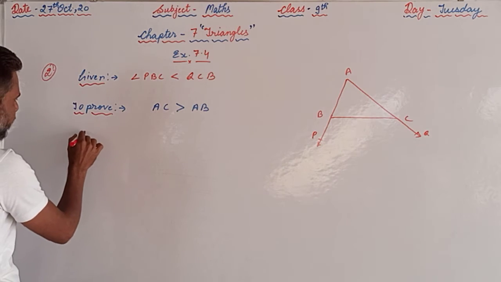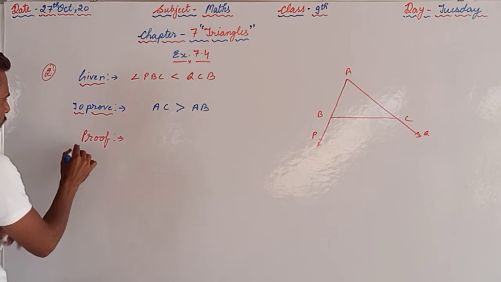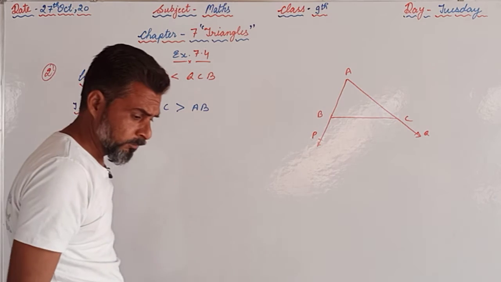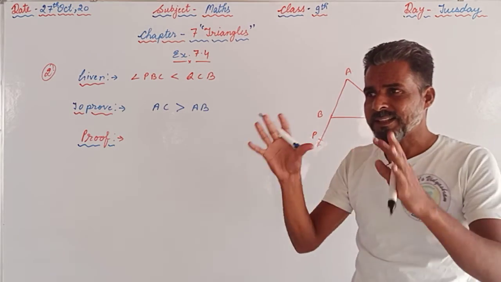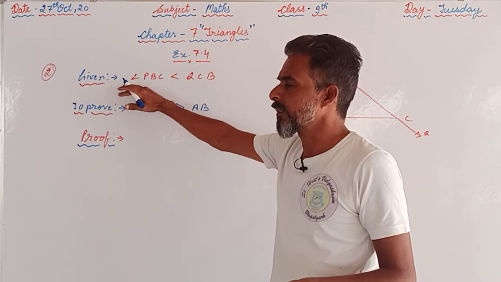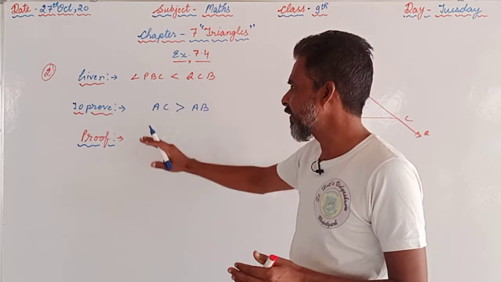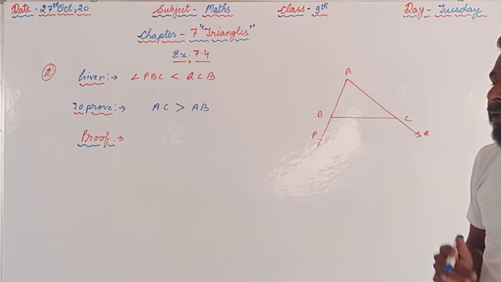Now the proof is there. So as I told you previously, first of all we are supposed to read the question, and afterwards we are supposed to collect the information, and that information we are supposed to use as the given one. Then afterwards what we have to prove, that we are supposed to mention. Afterwards only we are supposed to start the proceeding for the proof.